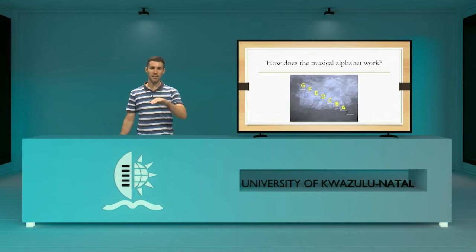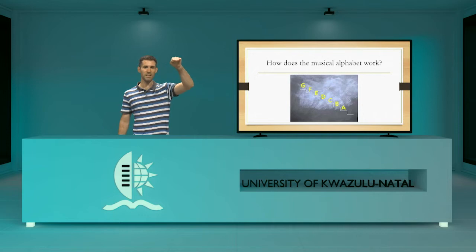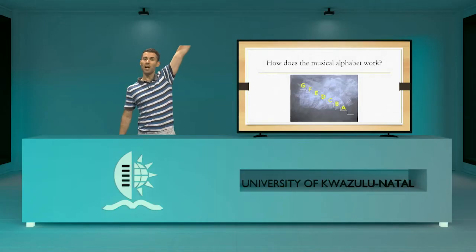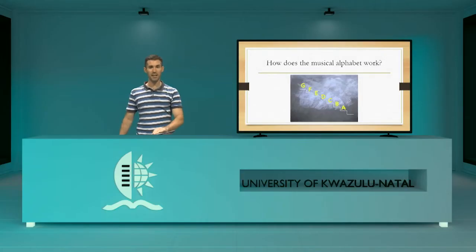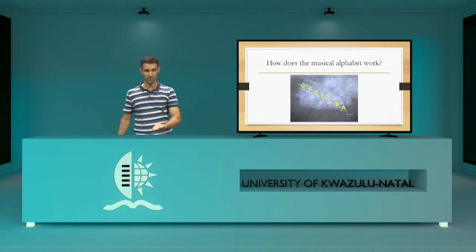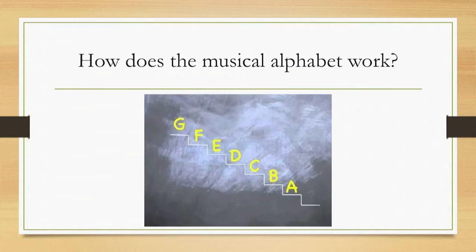So you'll see that once you get to G, you step up to an A, then to a B, then to a C, D, E, F, G. The next A is much higher than the previous A that we started with. So in looking at it like a staircase, you can actually see that the A's are not exactly the same. One A is much higher than the other A.